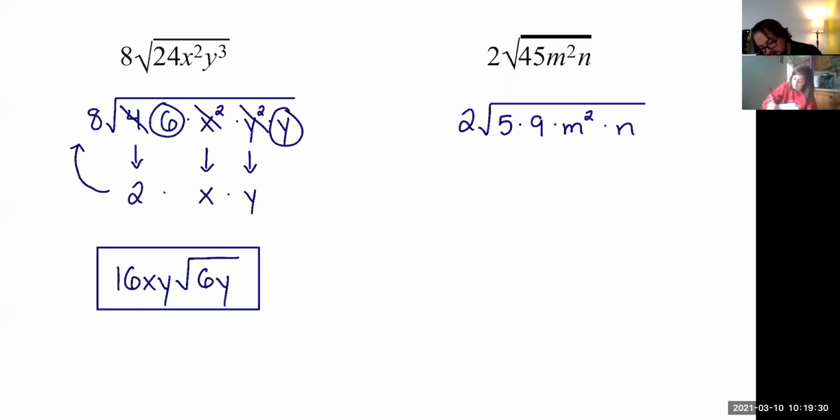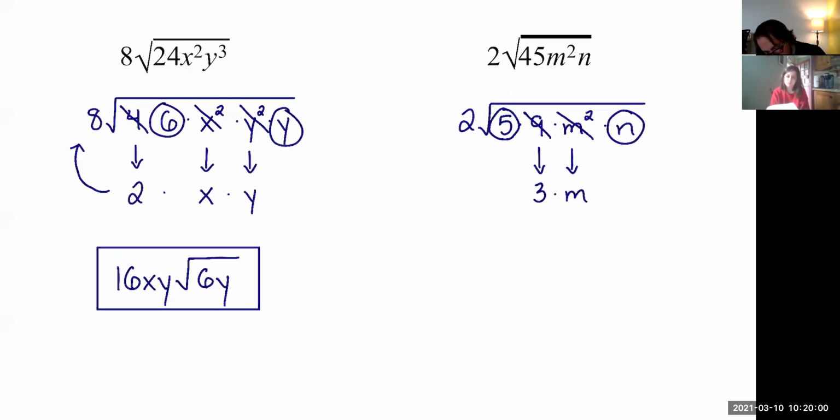So I go through now. Can I take the square root of 5? No, not nicely. So can I break it down any further? Nope. So 5 stays stuck inside. Can I take the square root of 9? Square root of 9 gives me a 3, so it's going to come out as a 3. Square root of m squared is going to give me an m, so it's gone. And can I take the square root of n? No. So it stays inside.